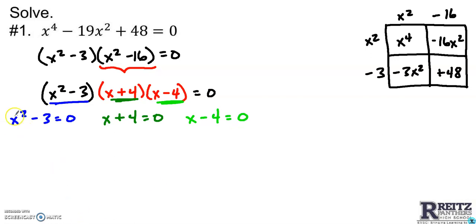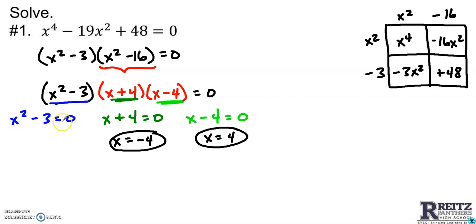And we can solve each of these equations. The two here are simpler. I think this one is x is negative 4. I think this one is x is positive 4. This one requires a little bit more work, but we could rewrite this equation this way. x squared minus 3 equals 0, so x squared is 3.